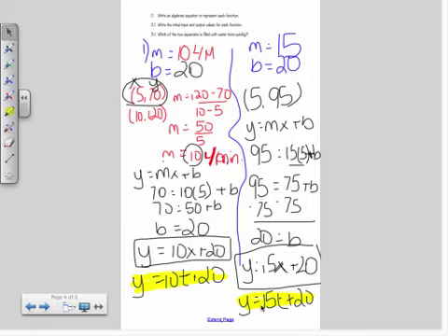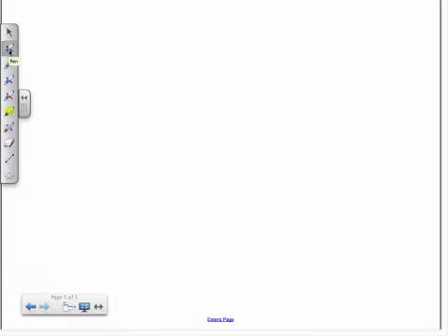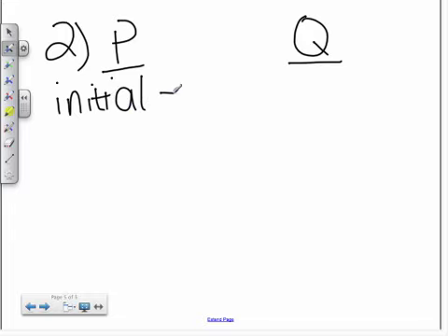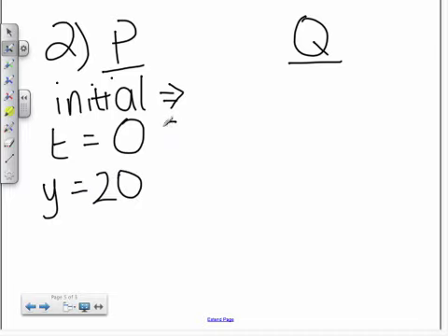So question number 2 says write the initial input and output values for each function when it starts. So let's do our separate aquariums. We have aquarium P and aquarium Q. For aquarium P, our initial input value will happen when it first started filling up. So our initial time was time 0, and when the time was 0, the aquarium already had 20 liters. These are the initial amounts.